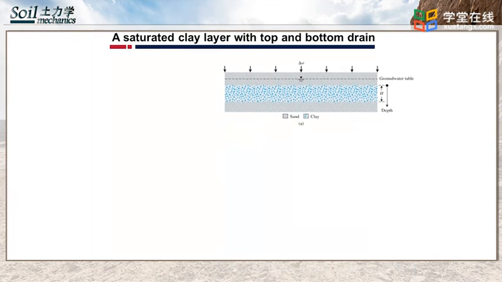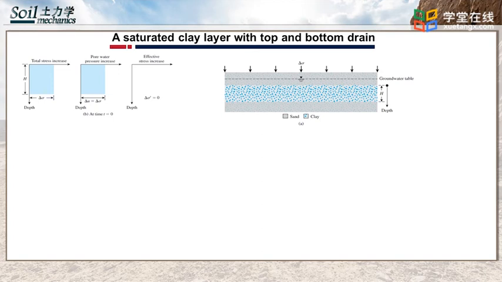Now, let's consider a saturated clay layer with top and bottom drain. A layer of saturated clay of thickness H is confined between two layers of sand and is subjected to an instantaneous increase in total stress. Since clay has very low hydraulic conductivity and water is incompressible compared with the soil skeleton, at time t equals 0, the total stress increase will be carried by water at all depths. None will be carried by the soil skeleton.